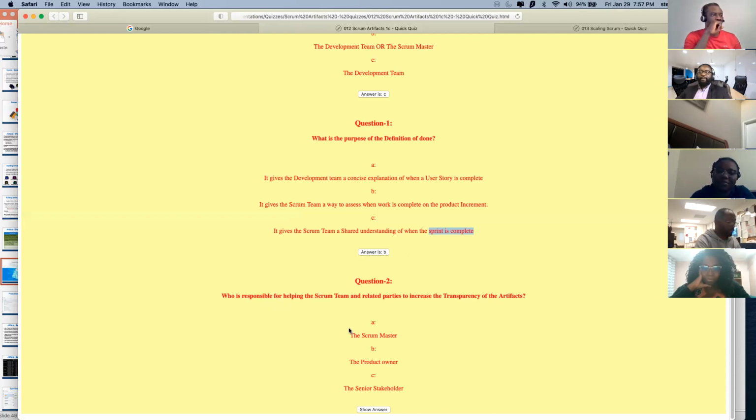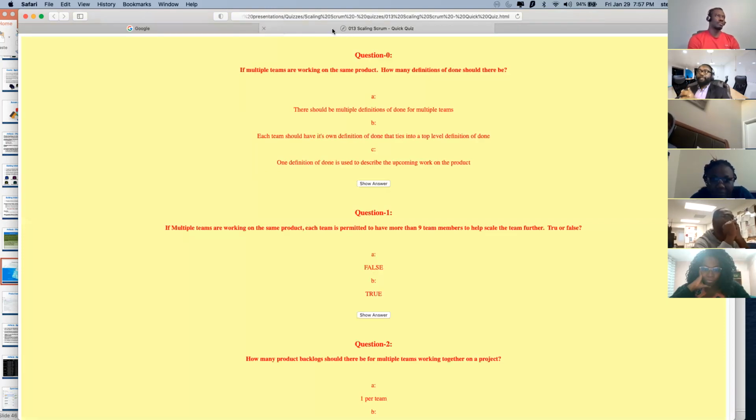Who is responsible for helping the Scrum team and related parties to increase the transparency of the artifacts? A, the Scrum Master. B, the product owner. C, the senior stakeholders. A. Definitely not C. I think the Scrum Master is a coach of the team. He helps them. He's a servant, a servant leader. That's correct. Okay, so this is done, and we have the last one to go.